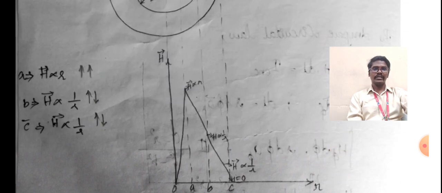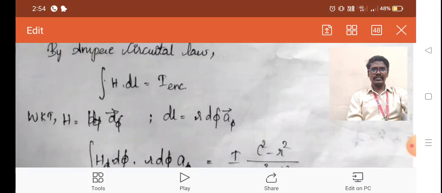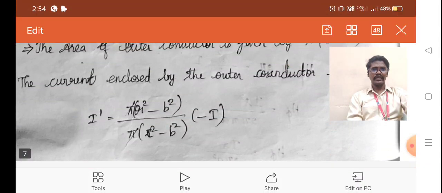This is about the H vector for various shapes for a coaxial cable.